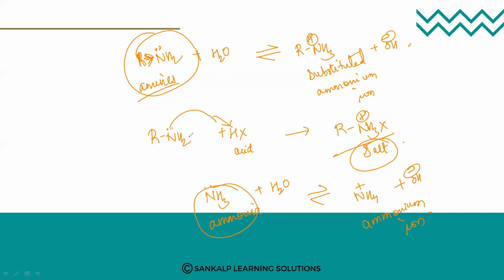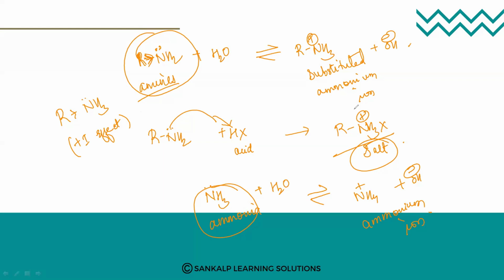So when we are discussing amines and ammonia, alkyl amines are more basic in nature. Why? Because we have an electron donating group, because of which the plus I effect increases, and what will happen? It will increase the electron density. So the electron density on the nitrogen atom will be more, because of which the lone pair of electrons can be easily available for protonation or donation.